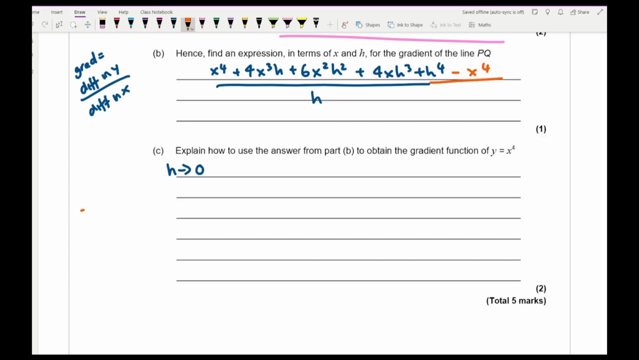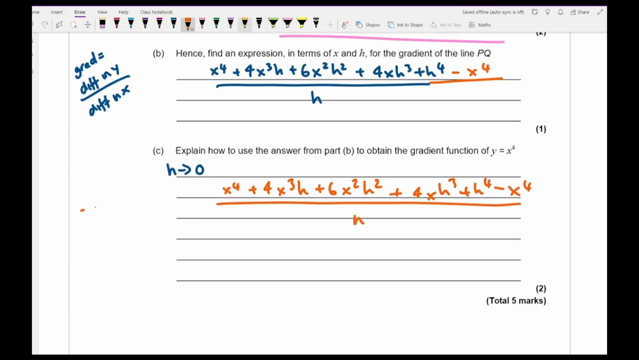So from this, what we can then do is write down our answer in part B, all over h. Then what we know is that this x to the power of 4 is going to cancel with this x to the power of 4, and then from this we can cancel an h. So here this cancels with this, cancels with one of those, that turns to a 2, and that turns to a 3. Now, as h tends to 0, everything with an h tends to disappear because it's been multiplied by 0. So all we're left with is 4x cubed, and there is our gradient function of y equals x to the power of 4.